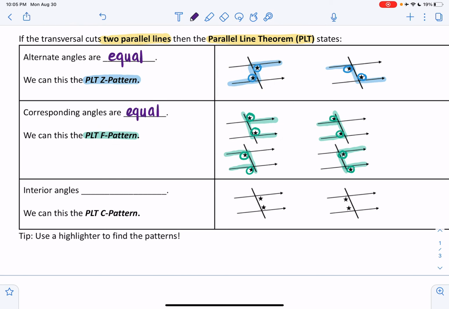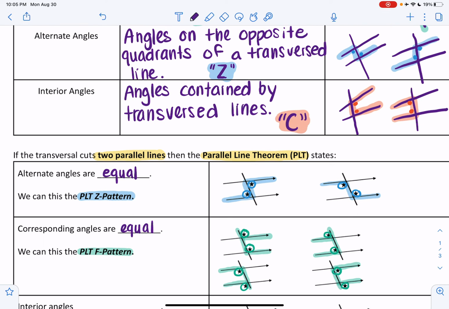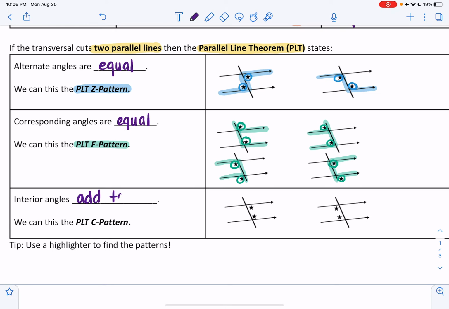Now our final rule, this is for our interior angles. Just as a reminder, our interior angles form that C shape. This one's a little different because the interior angles add to 180 degrees. They're not equal, but they add to 180 degrees, which means if we have one, we can still find the other. So this one we call our parallel line theorem C pattern because it forms a C.